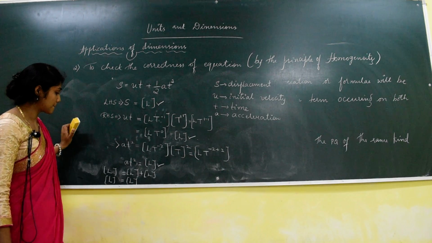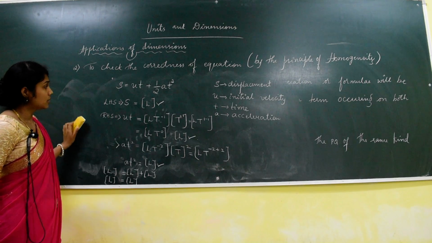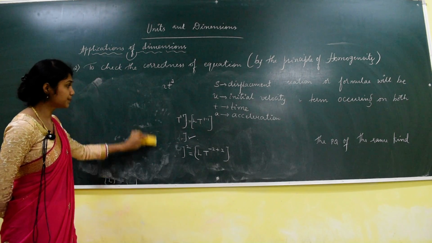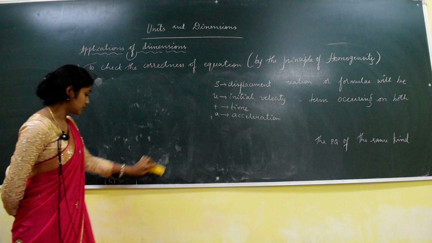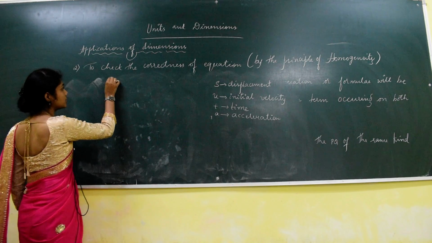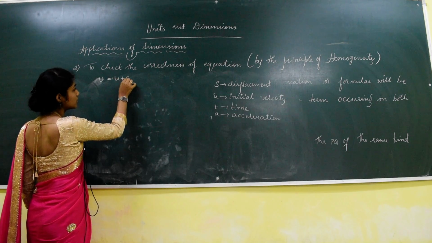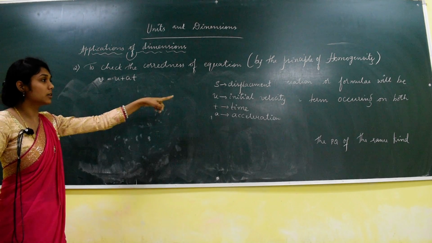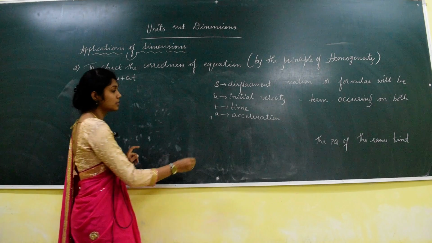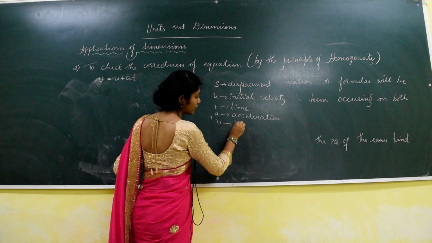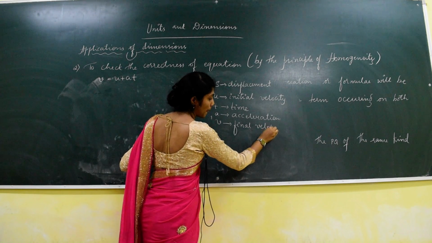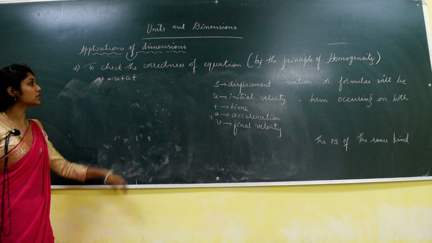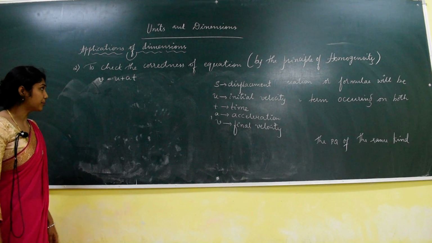Okay then, L is equals to L. Similarly, let me consider another equation of motion here, that is V is equals to U plus AT. This is the equation of a straight line. Here U represents initial velocity and V represents the final velocity. A represents acceleration and T represents time.